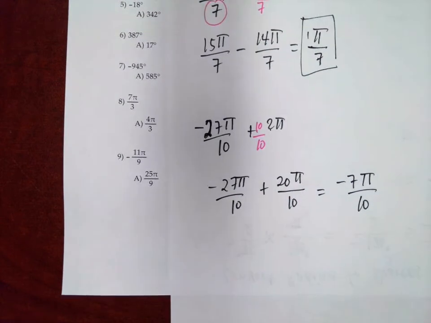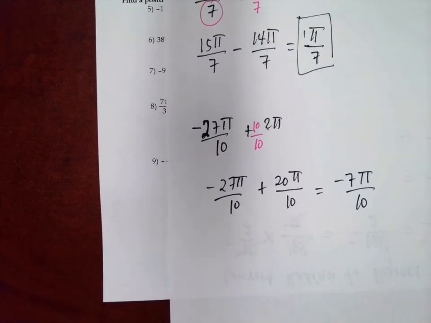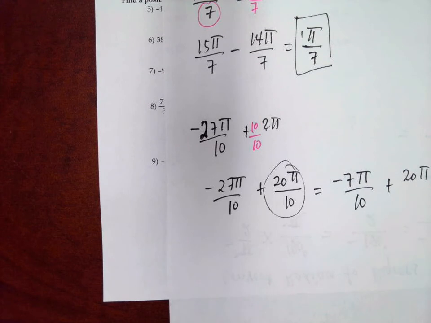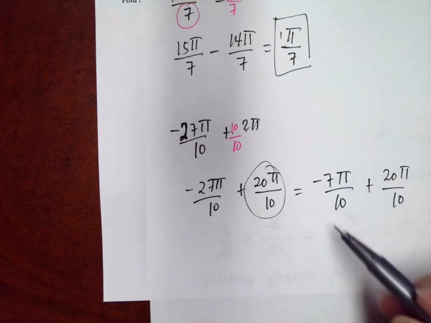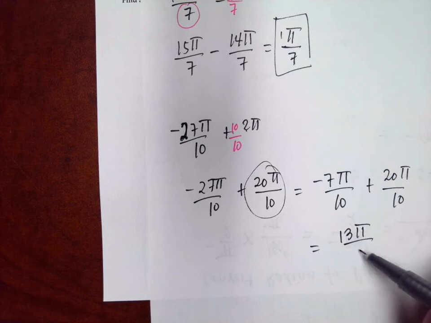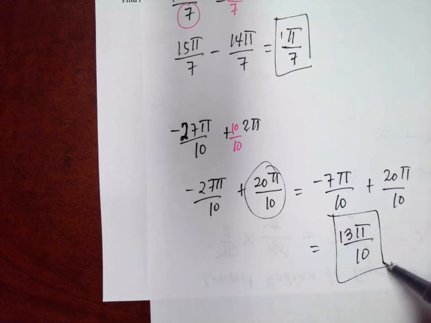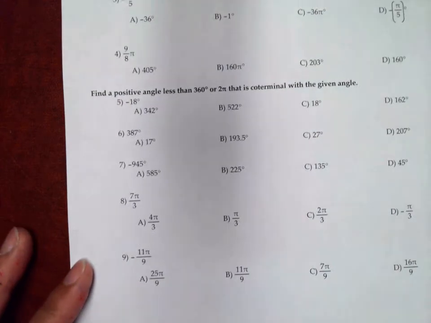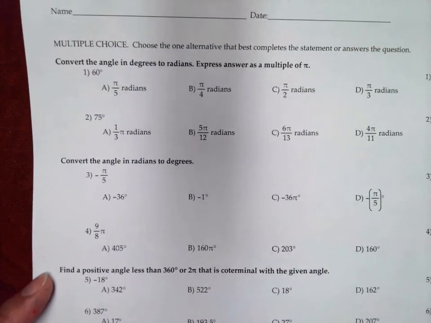But it's still negative. We want a positive. So then you need to add again 2 pi, which is the same thing as 20 pi over 10. So negative 7 plus 20 is 13 pi over 10. So this will be our answer, which is less than 20 pi over 10. So this is how you will do the first worksheet for your review.